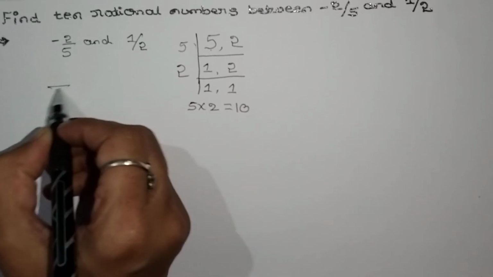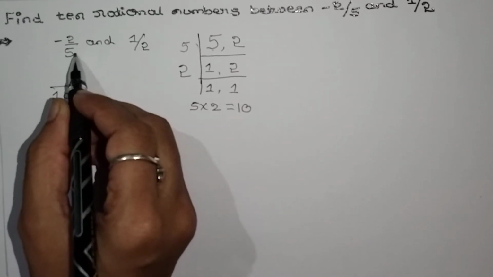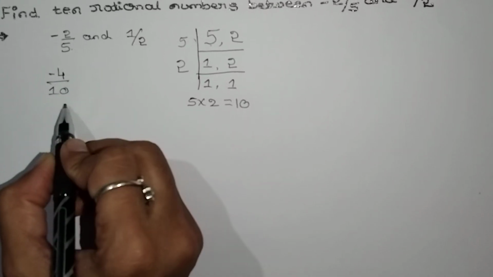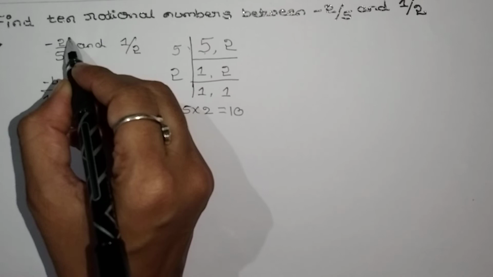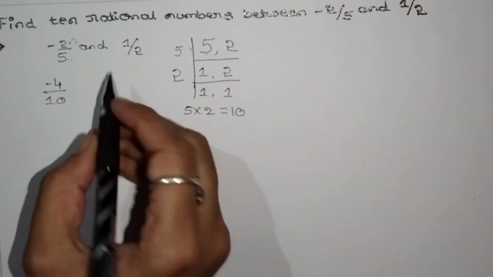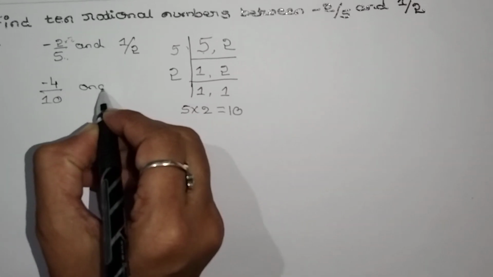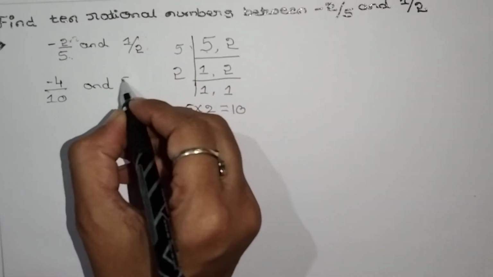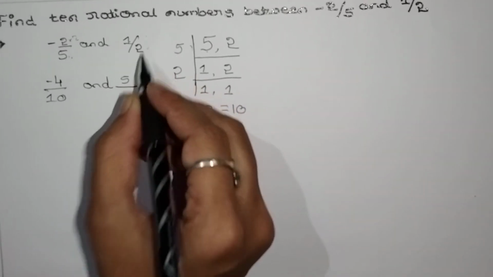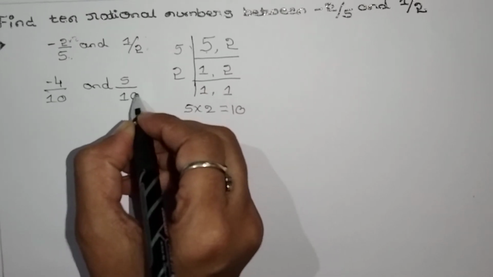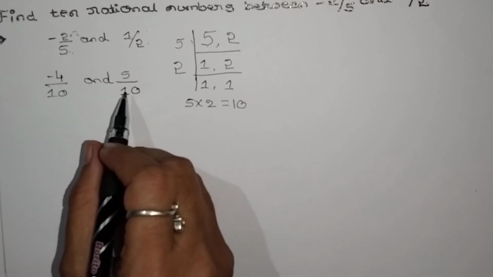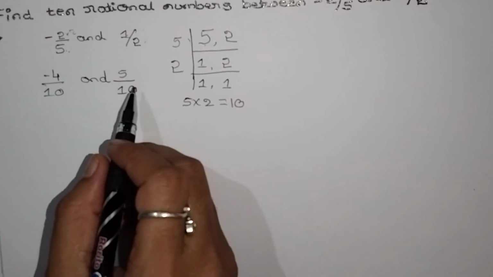So 5 how much is 10? 5 2s are 10. That means 2 2s are 4, so -2 by 5 becomes -4 by 10. And 2 5s are 10, 1 5 is 5, so 1 by 2 becomes 5 by 10. So here we got the same denominator, and we can find the rational numbers between two rational numbers very easily.